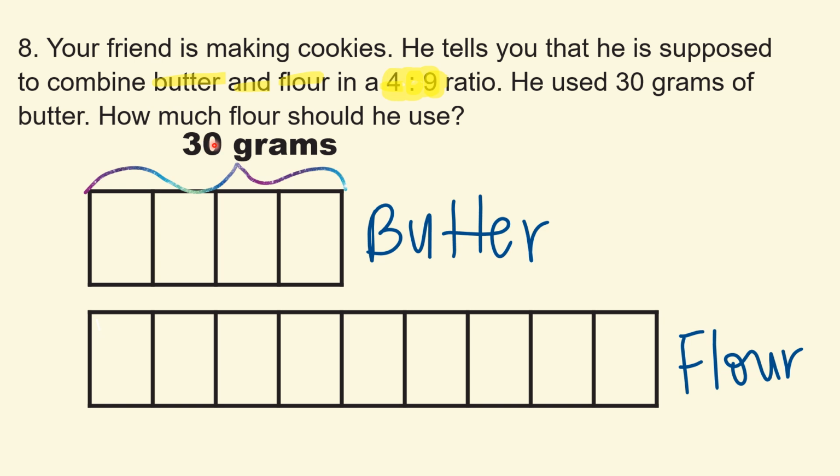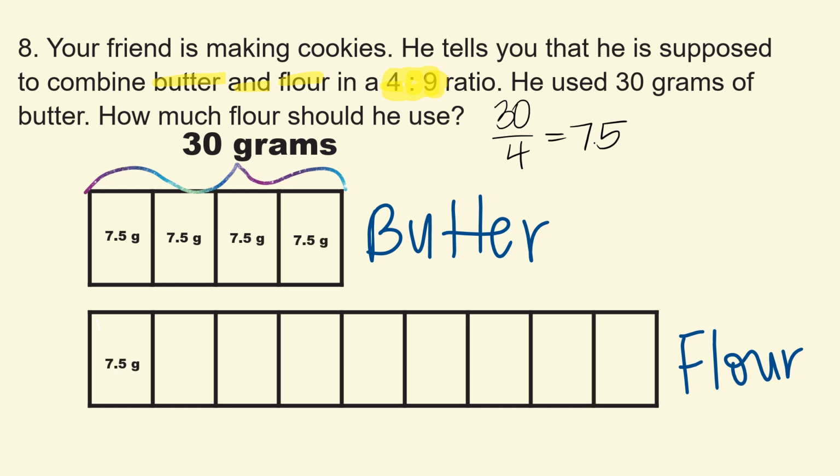So if you divided 30 by 4, what do you get? All right, pause the video if you need to grab your phone or your calculator. What's 30 divided by 4? That's going to tell us what each box represents. All right, so 30 divided by 4 is 7.5. So each little box represents 7.5 grams.